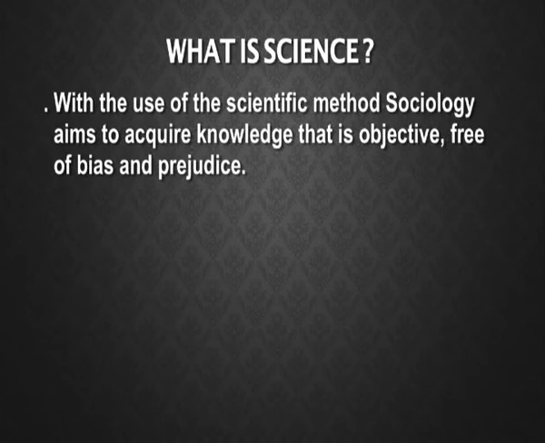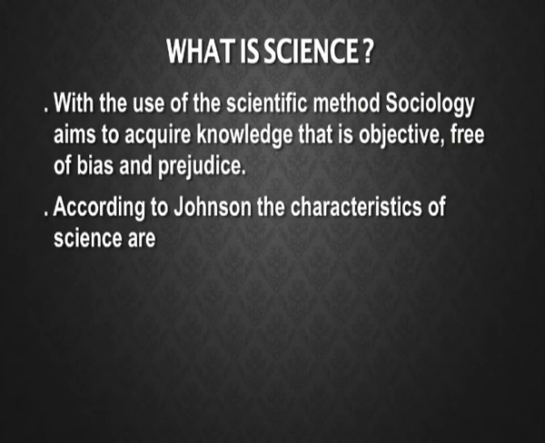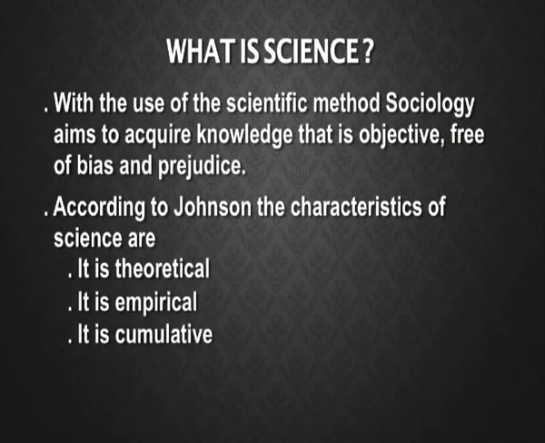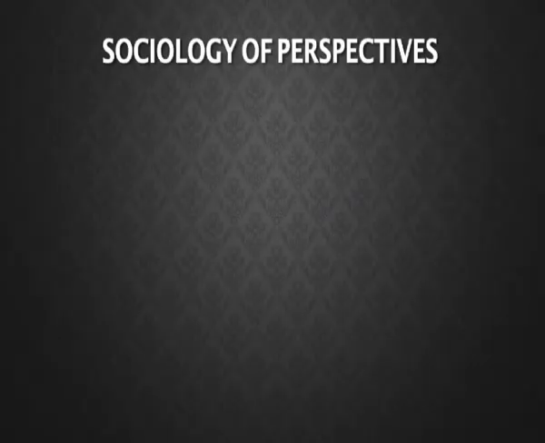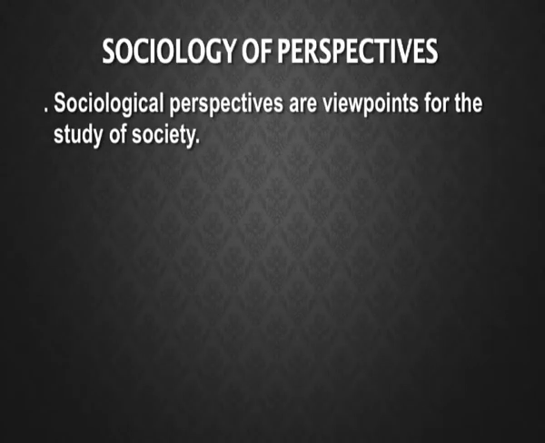Now, with the use of the scientific method, sociology aims to acquire knowledge that is objective, free of biases and prejudices. So, that means for us science is theoretical, it is empirical, it is cumulative, it dictates the way that we study society. Now, the way that we look at society is something which is called a perspective. A sociological perspective is a viewpoint for the study of society.